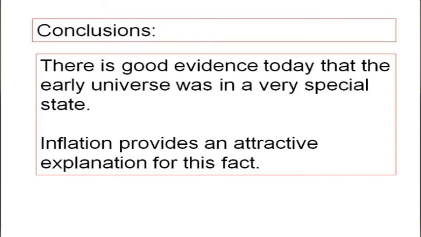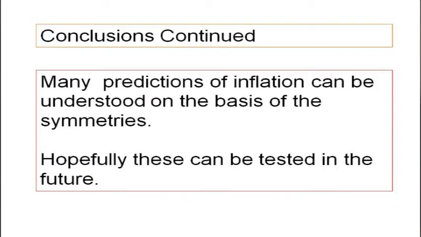I try to give you a snapshot today about the kind of progress in this remarkable field that has happened, the kind of precision with which we know things, and how well we can then use that to go back in time. This teaches us that there's very good evidence today that the early universe was in a very special state of homogeneity and isotropy. Inflation provides an attractive explanation for this fact. By inflation, I meant this epoch of very rapid exponential expansion way back, about a nanosecond or so after the Big Bang. Many predictions of inflation can be understood on the basis of symmetries.